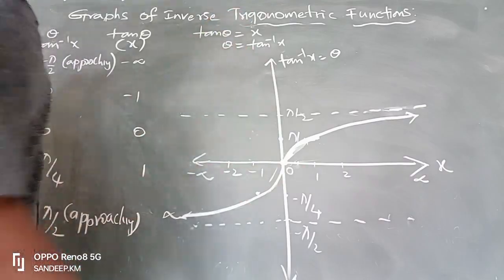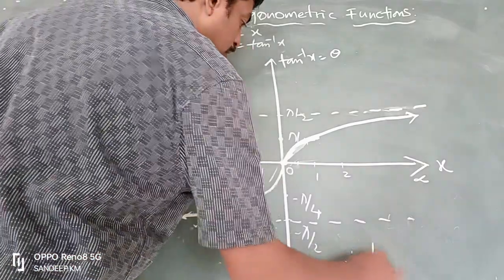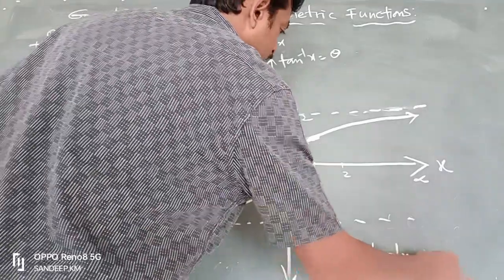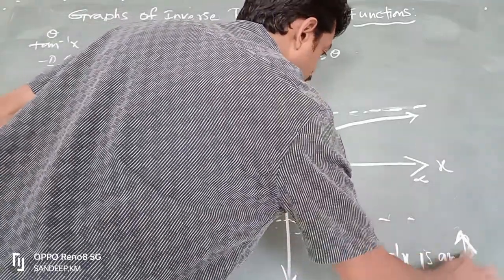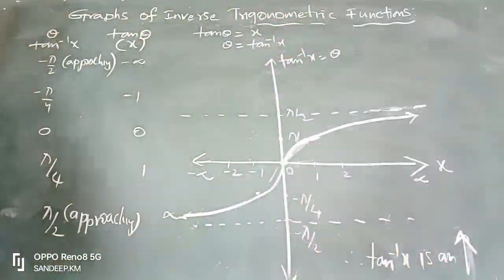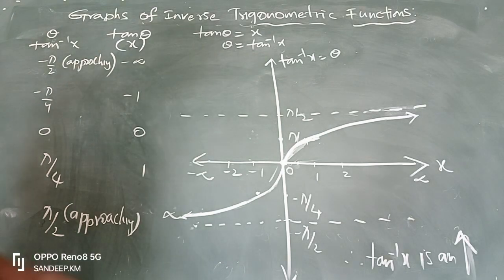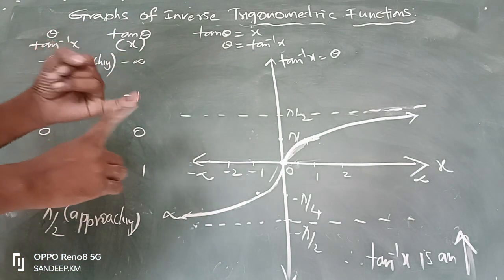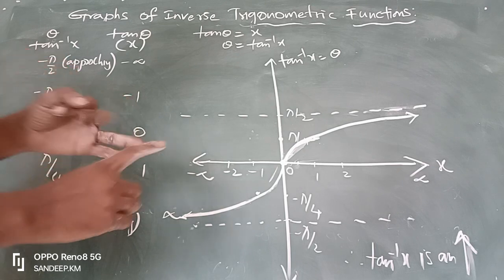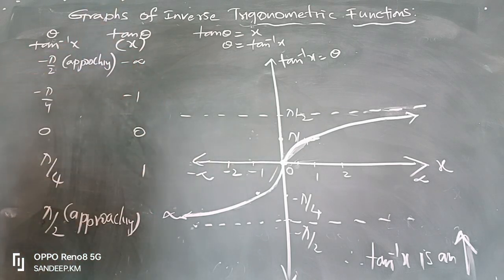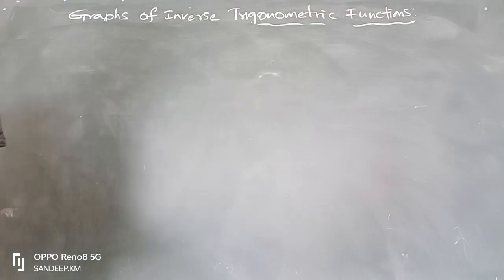What does it mean? It means that tan inverse x is an increasing function. Let me write like this. Tan inverse x is an increasing function. So remember, sin inverse x is an increasing function, cos inverse x is a decreasing function, then tan inverse x is an increasing function. At the end we will summarize it. Now next one is cot inverse x, the graph of cot inverse x.